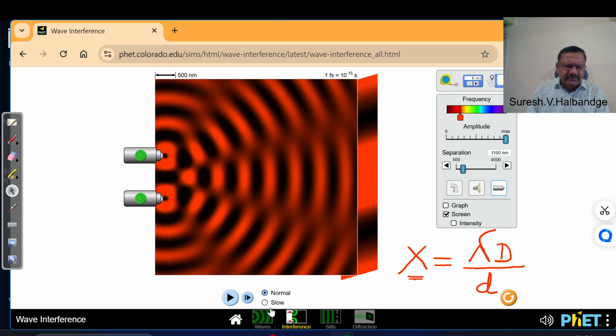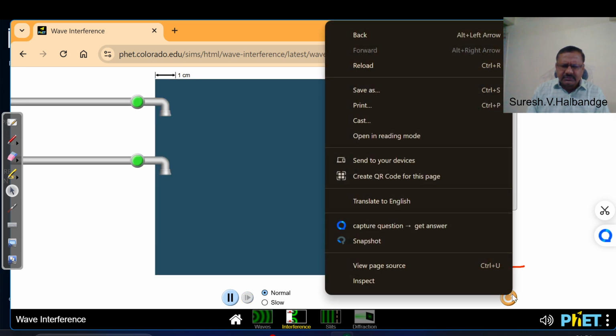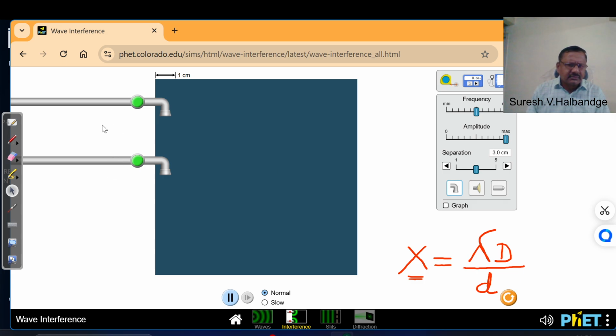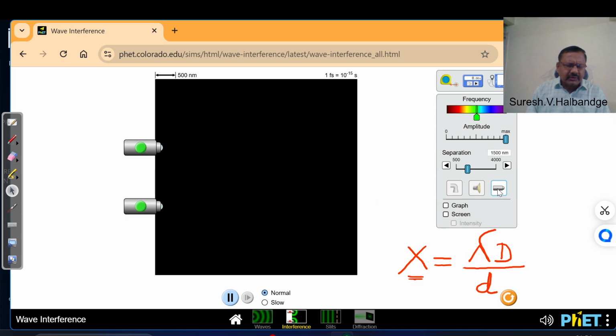Okay, I have stopped the animation, right? Now here in this case, I can reduce the distance between these two sources in this way. With the help of this cursor, I can increase or decrease the separation. This is small d, I am reducing it. I'll keep the distance between them minimum, right? So small d is minimum, so bandwidth X will be more.